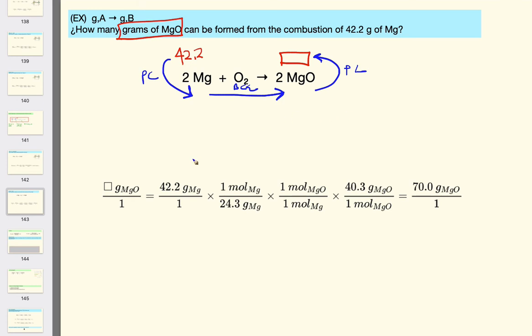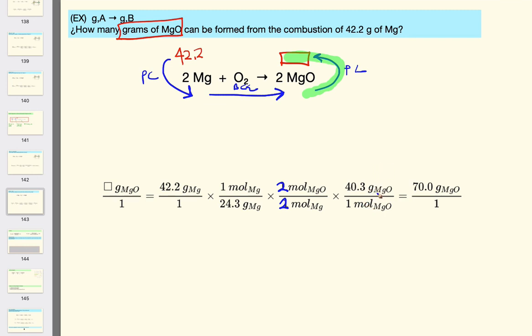To see what that looks like, let's do the flight path. Starting out with 42.2 grams of magnesium, I'm going to go from grams of magnesium to moles of magnesium. That conversion factor is 24.3 grams per mole per the periodic chart. And then for every 2 moles of magnesium, there's 2 moles of magnesium oxide. These are the coefficients in your balanced chemical equation. And then finally, I'm going to go from moles of magnesium oxide to grams.